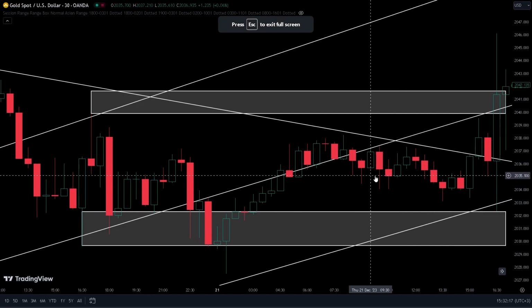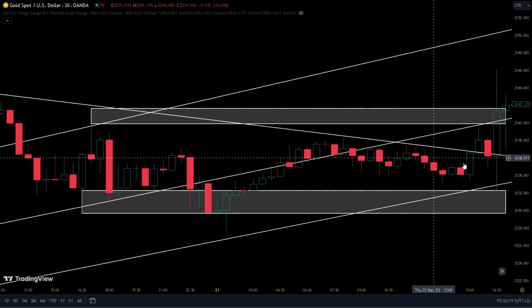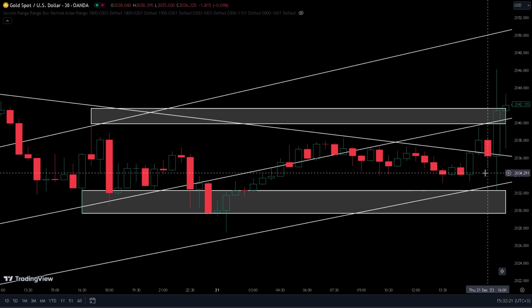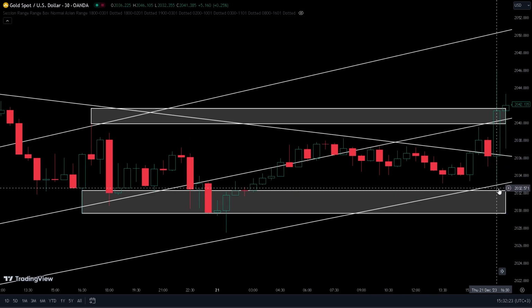And I'm looking for an entry, right? I'm looking for an entry during these levels. Honestly, I could take a trade at this area, but sometimes I would like to look for basically a break, right? Either to the upside and a retest, or a break to the downside and a retest, okay?